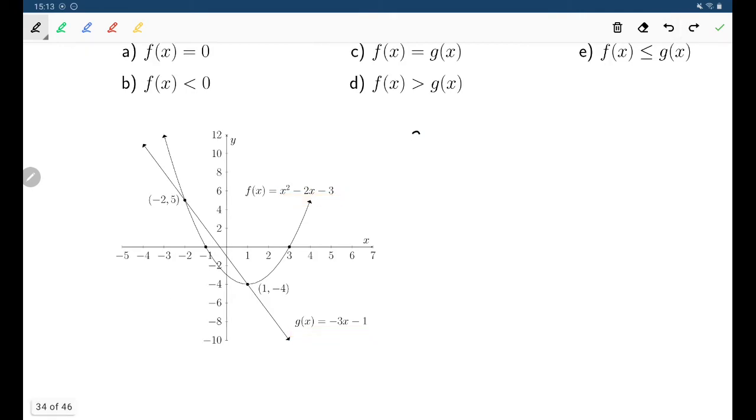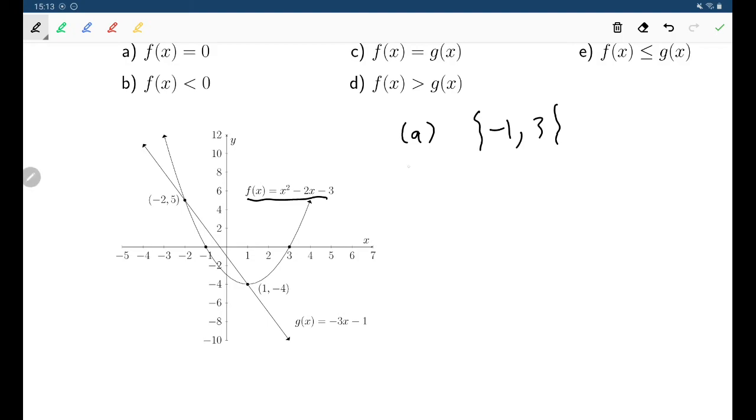So for part A, asking where is f of x equal to 0, that's asking where is our parabola equal to 0. In other words, where are the x-intercepts? And the answer is when x is negative 1 and when x is 3. Since this is just 2 points, I'm writing it in set notation. My solutions are the 2 points, negative 1 and positive 3.